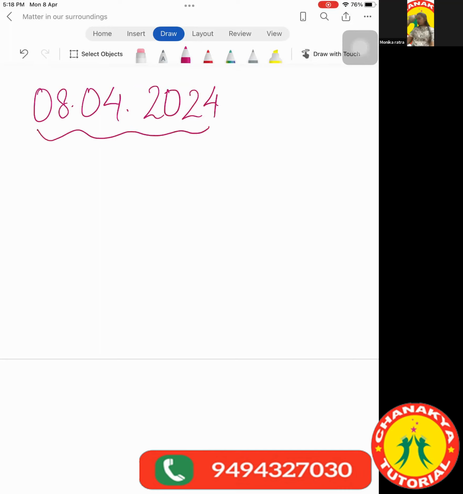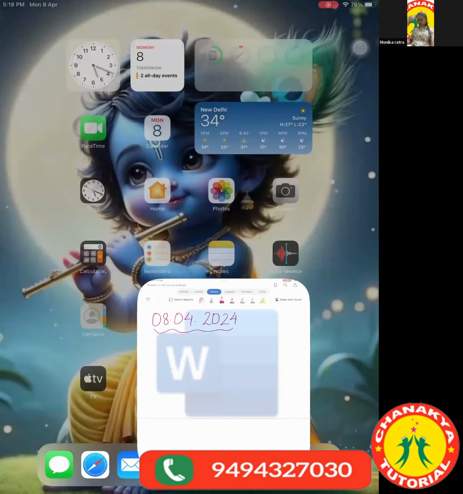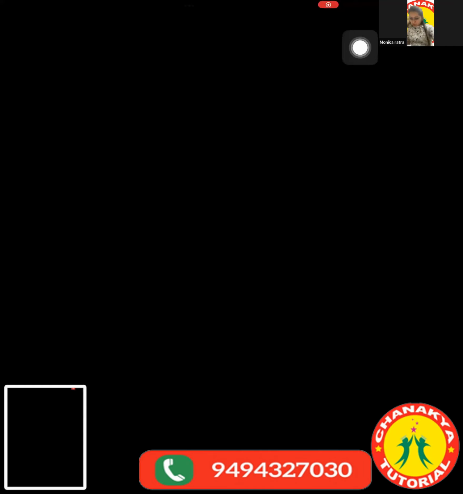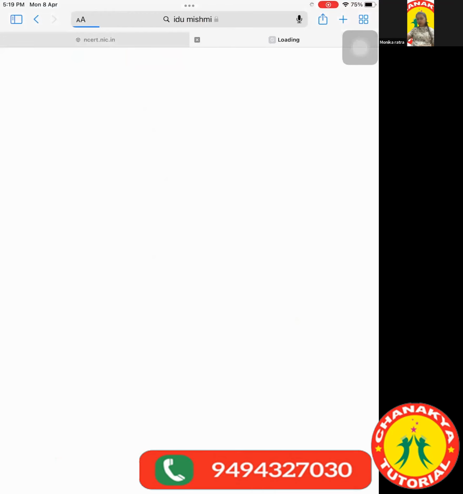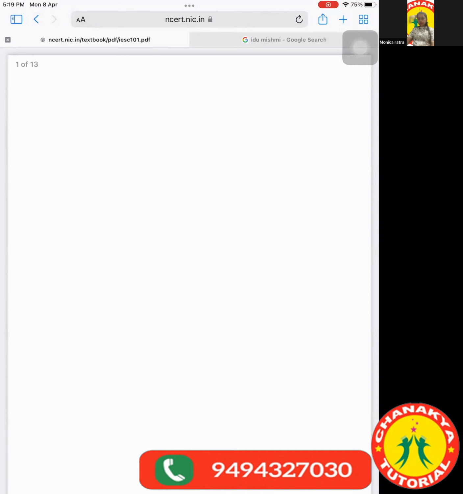So, children, we will start with the discussion of the questions which I gave in the last class as homework. Okay, so I had given some NCERT questions as homework. So we will look at the NCERT and then we are going to go ahead and discuss the questions.